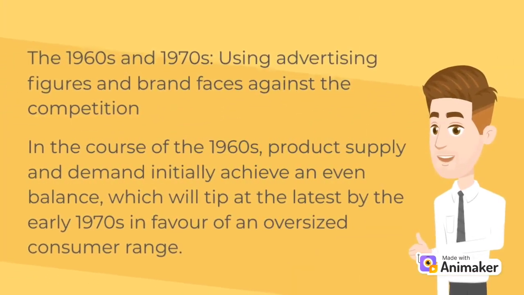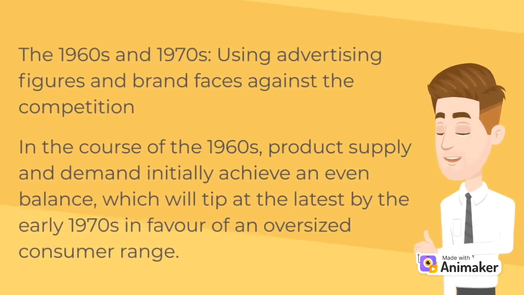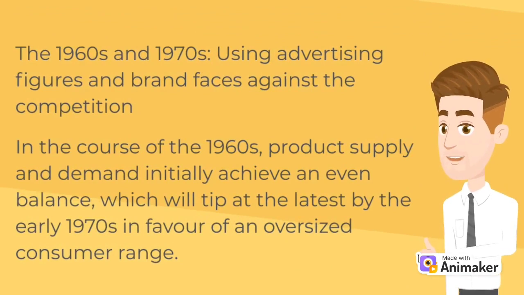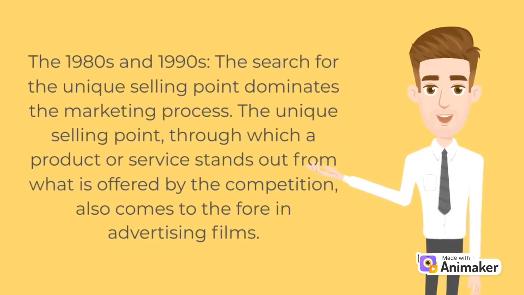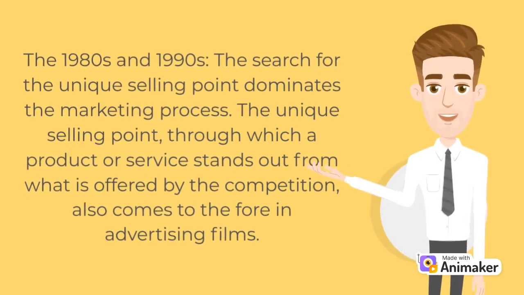The 1960s and 1970s, using advertising figures and brand faces against the competition. In the course of the 1960s, product supply and demand initially achieve an even balance, which will tip at the latest by the early 1970s in favor of an oversized consumer range. The 1980s and 1990s, the search for the unique selling point dominates the marketing process.